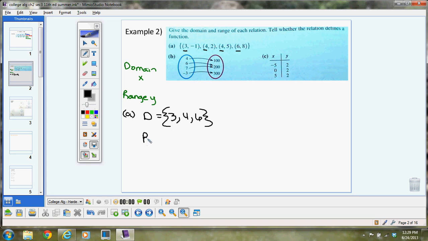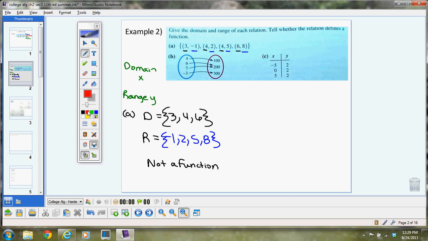Now let's look at range. Your range is your y values. I have -1, 2, 5, and 8. And those would be my range. Now I do need to see if this is a function or not. So I look at my x values. Was there repeat? I had 3, 4, 4, 6. There was repeat, so part A is not a function.